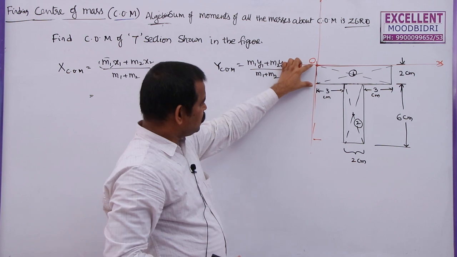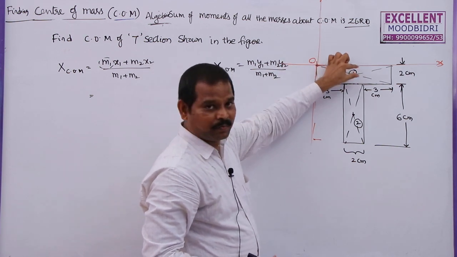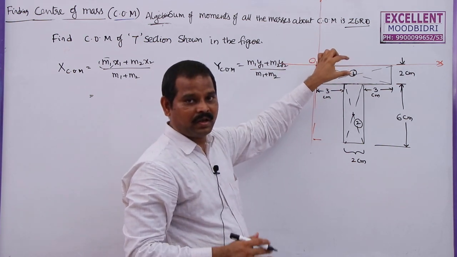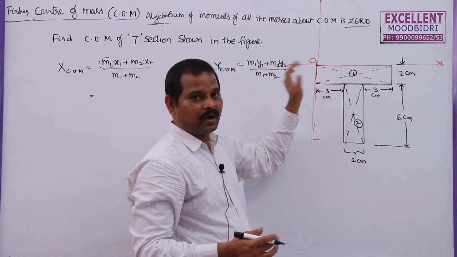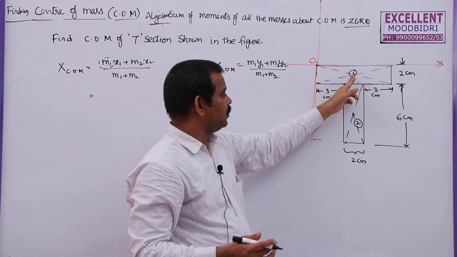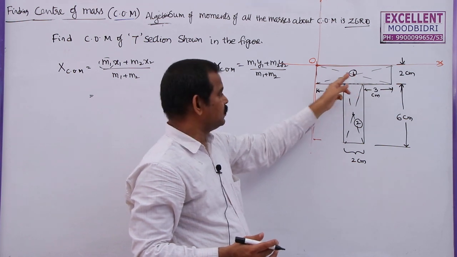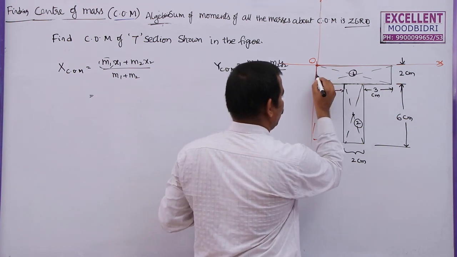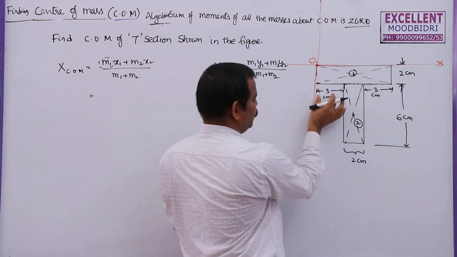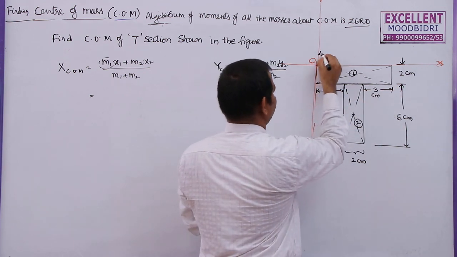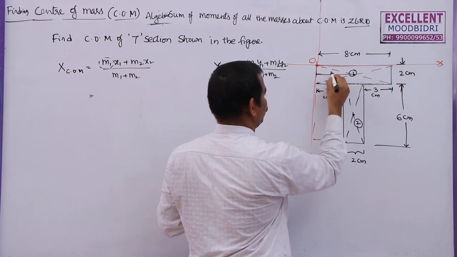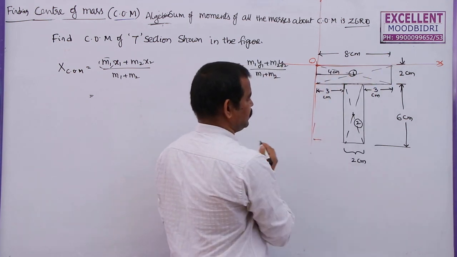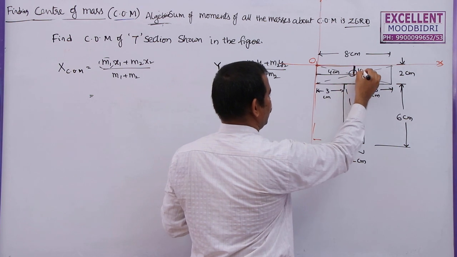Now we know that for irregular bodies we cannot find the center of mass that easily. But this is a regular rectangle. For a rectangle, the center of mass lies at the point of intersection of the diagonals. So the x coordinate from here to here, as it is 3 plus 3 plus 2, total length of this one is 8 centimeters. So now this distance will be 4 centimeters along the x axis and 1 centimeter along the y axis.